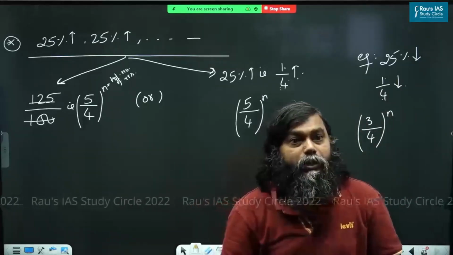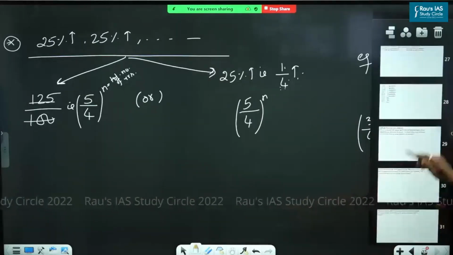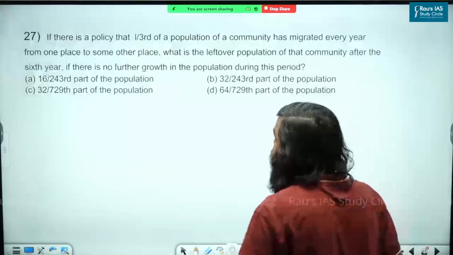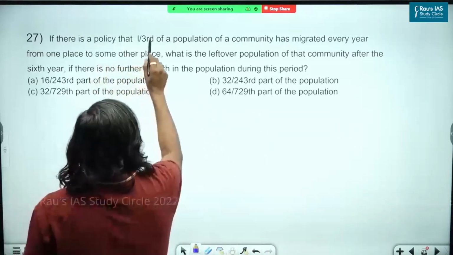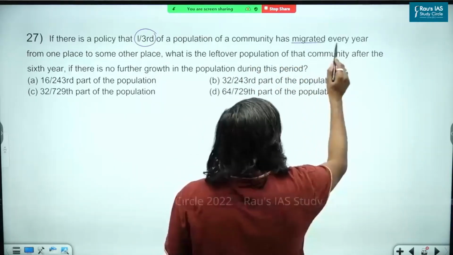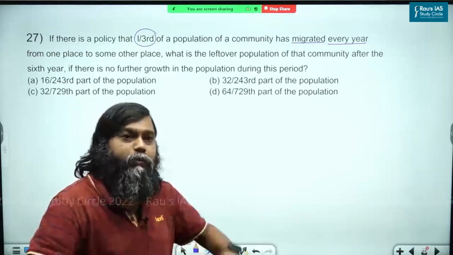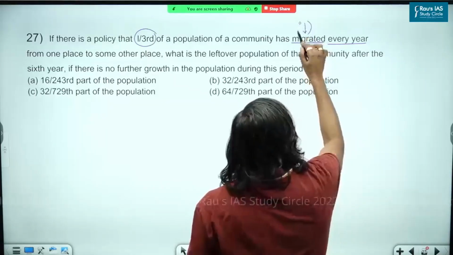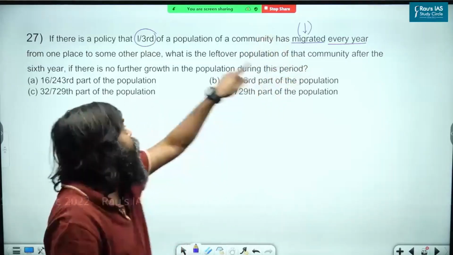All are understood. You see where it is applicable. Attention, everybody. If there is a policy that 1/3 of the population of a community migrates every year, for example from Delhi, somebody migrating 1/3 population every year. Migrating means in Delhi, the population is going to be decreasing. Every year decreasing, every year 1/3 decreasing.